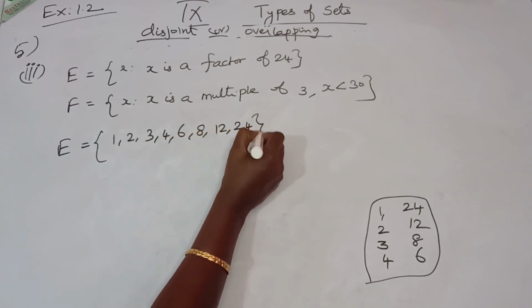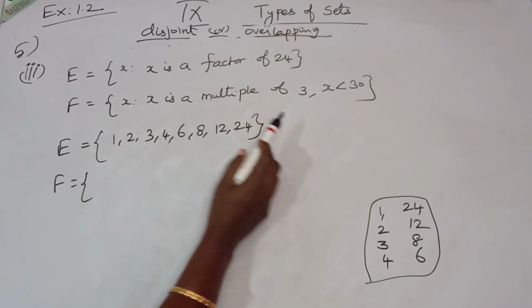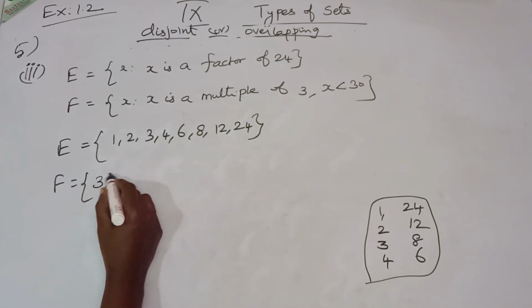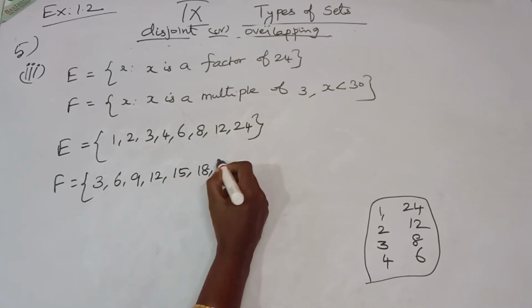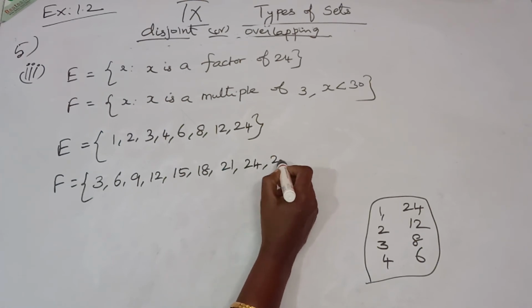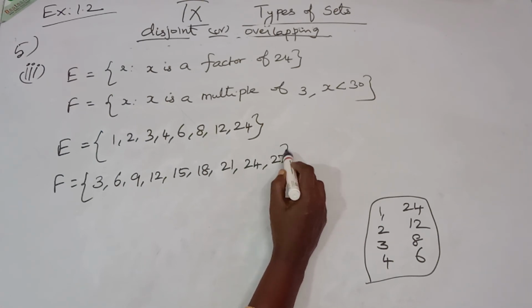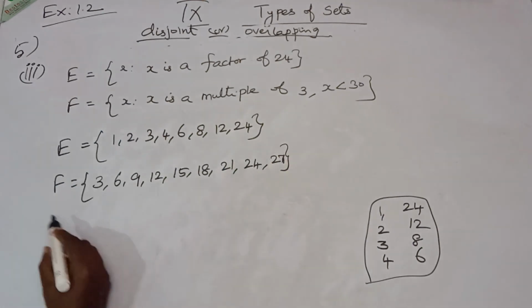And the set F is equal to x is a multiple of 3, and the second condition is that it is strictly less than 30. Multiples of 3 start from 3, then 6, 9, 12, 15, 18, 21, 24, 27 and then 30, but it is strictly less than 30, so we should not include 30. Up to 27 only you can write. Now we have written the sets E and F in roster form.